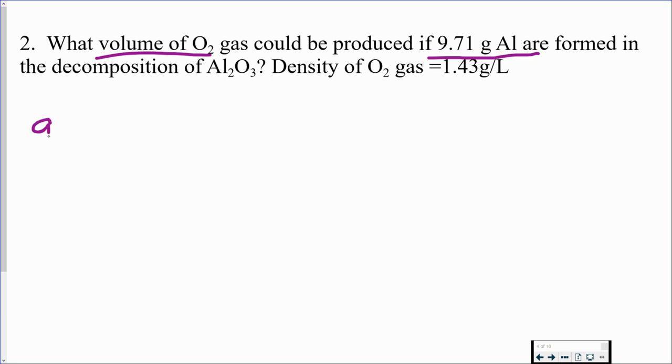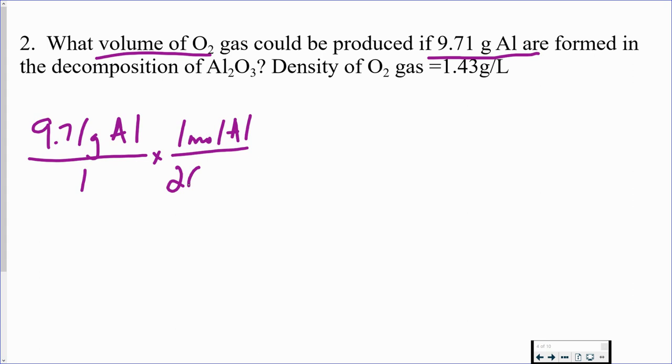So we're going to start out with 9.71 grams of Al over 1. We're going to multiply that to get to moles, so it's 1 mole of Al per 26.98 grams of aluminum.